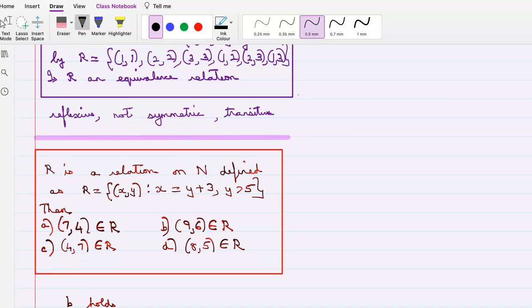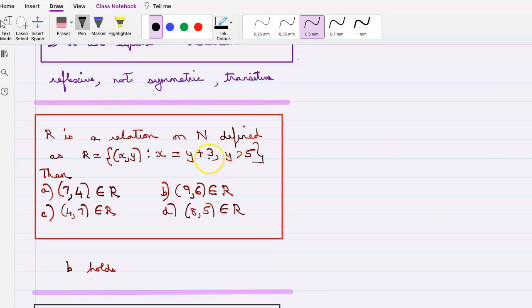Now next we have: R is a relation on N defined by R equal to the set of all elements (x, y) such that x equal to y plus 3, where y is greater than 5. Then which of the following holds? So we have only B holds because 6 is greater than 5 and x is y plus 3.